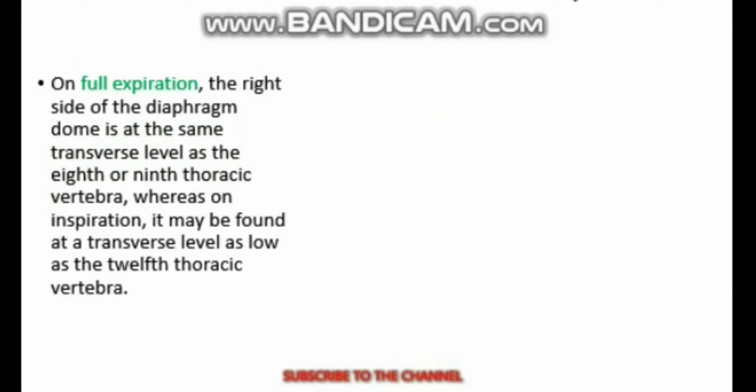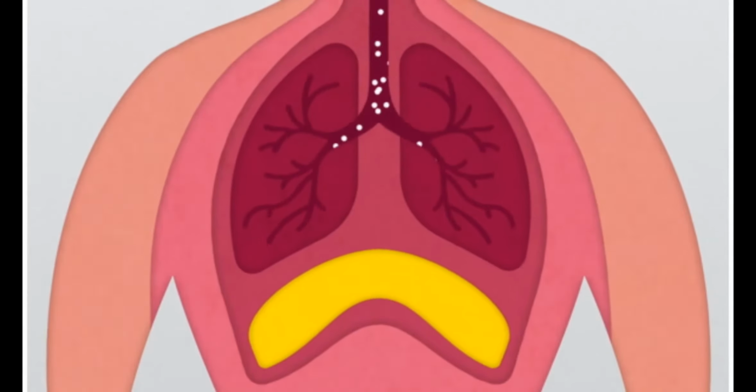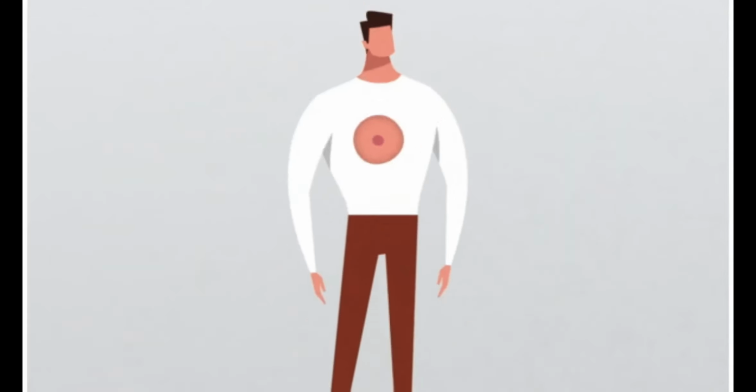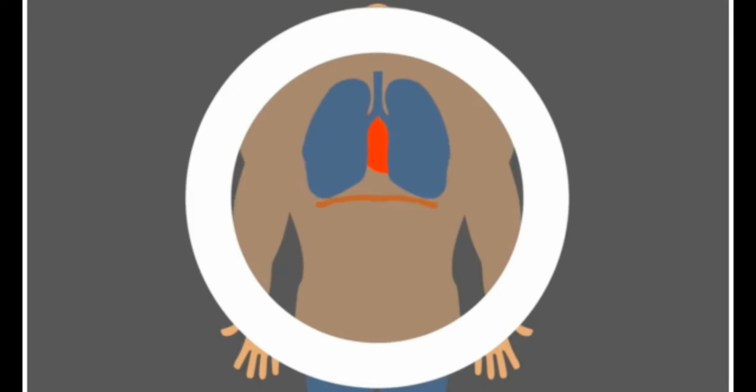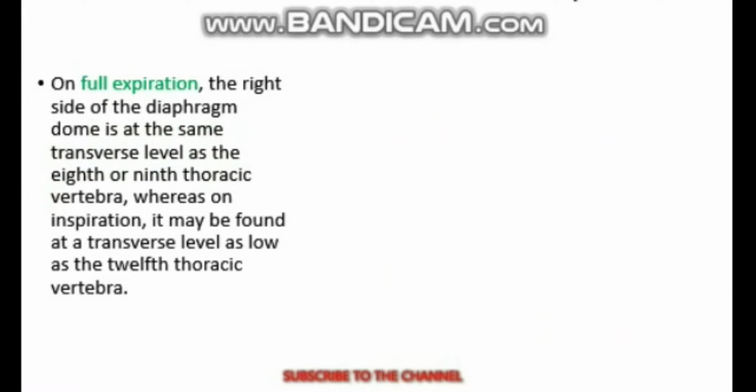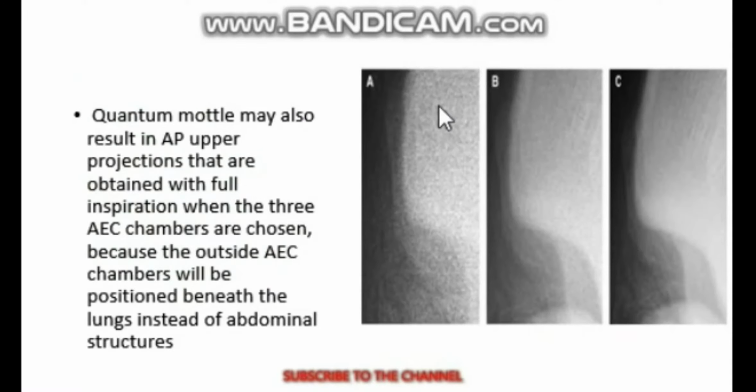So on full expiration, the right side of the diaphragm dome is at the same transverse level as the 8th and 9th thoracic vertebra. And when the patient inspires air, the diaphragm level also moves as low as the 12th thoracic vertebra. Now, let's look at what happens when you do it on full inspiration.